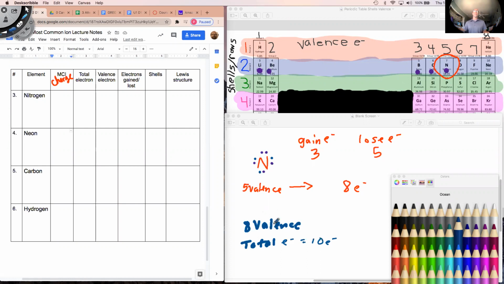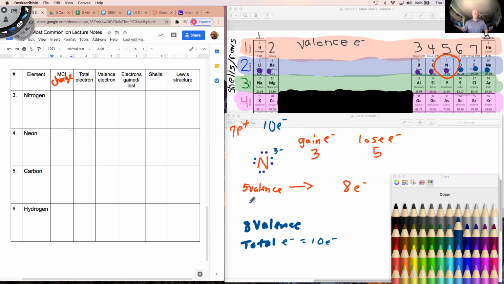Now, what would the charge be? Well, we started off with 7 protons, because nitrogen has 7 protons, but now nitrogen has 10 electrons because nitrogen has gained 1, 2, 3 more electrons. So nitrogen now would have a charge of 3 minus.